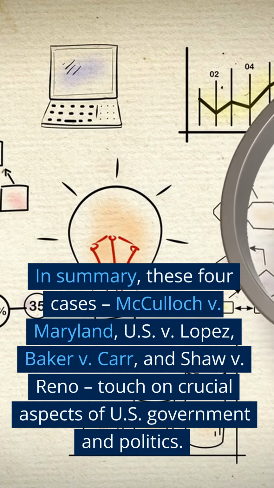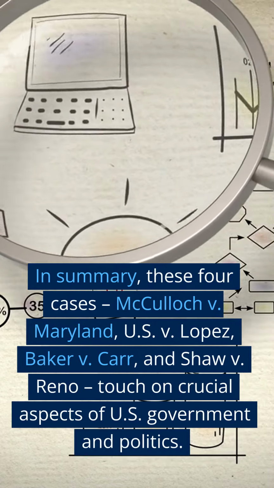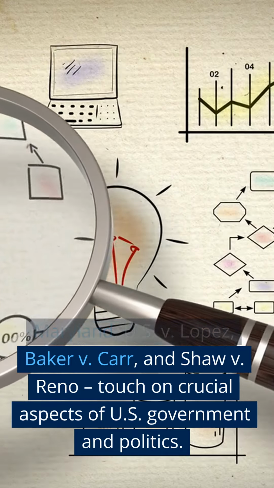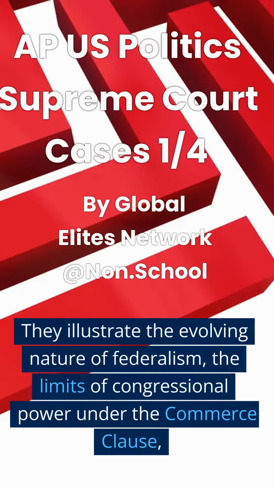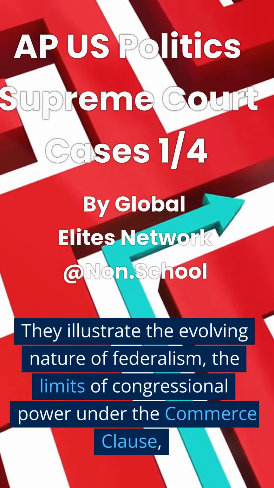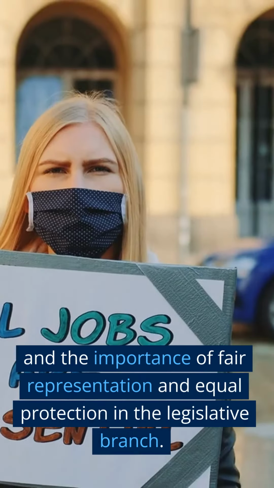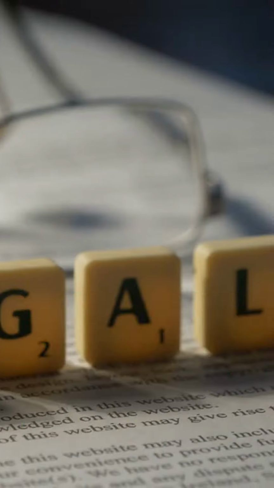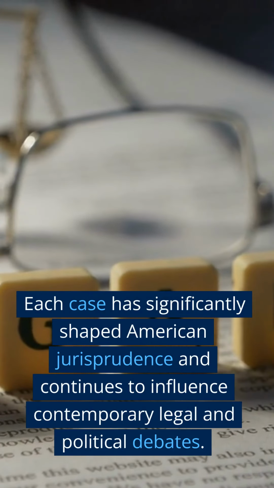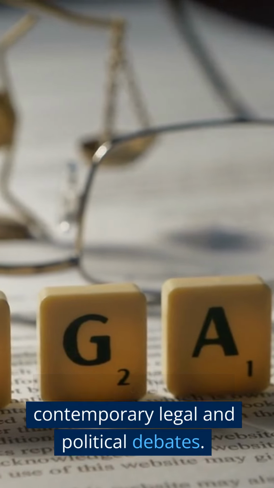In summary, these four cases, McCulloch versus Maryland, U.S. versus Lopez, Baker versus Carr, and Shaw versus Reno, touch on crucial aspects of U.S. government and politics. They illustrate the evolving nature of federalism, the limits of congressional power under the Commerce Clause, and the importance of fair representation and equal protection in the legislative branch. Each case has significantly shaped American jurisprudence and continues to influence contemporary legal and political debates.